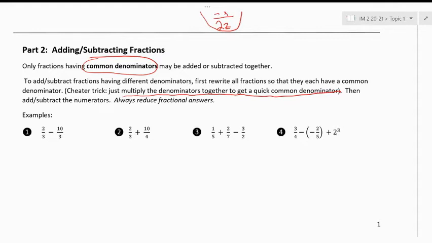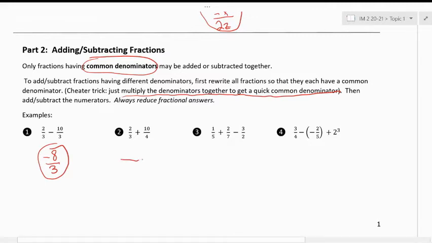So number 1, they have the same denominator. So now we're just doing 2 minus 10, which is -8. And our denominator is 3, so we keep it as 3. When we work to get the same denominators, we keep the same denominator.